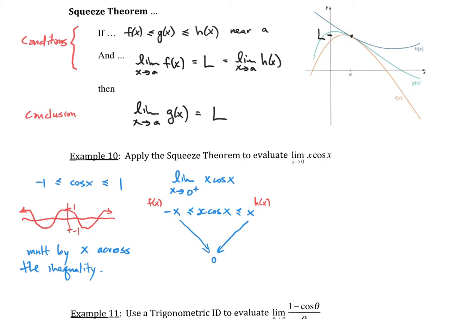So this means that my g of x function, which is what I'm trying to calculate the limit of, this middle part is g of x, this guy is squeezed in between these, and this also must go to 0. So I can conclude that the limit as x goes to 0 from the positive side of x cosine of x is equal to 0. This is by the Squeeze theorem. That's just one of the two one-sided limits.